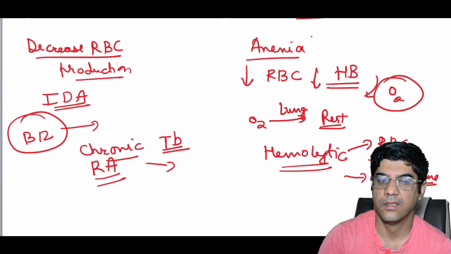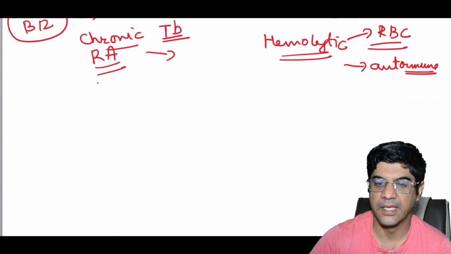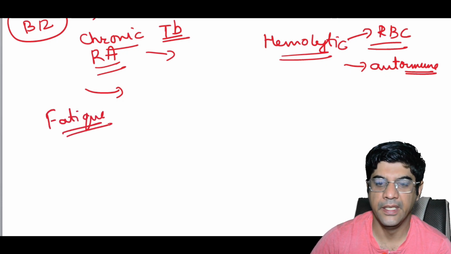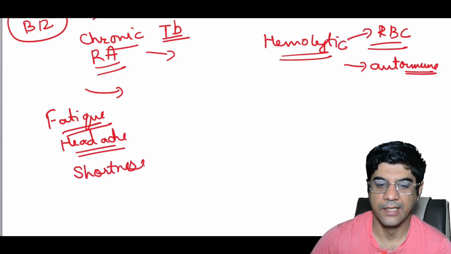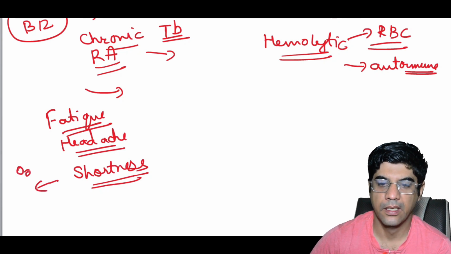So what are the clinical features of anemia? First of all, there is a decrease in oxygen carrying capacity of the blood due to reduced RBC count. So the patient will feel fatigue, tired, weak. There would be inadequate oxygen supply to the brain, that may lead to headache, shortness of breath, as the body fails to meet the oxygen demand.